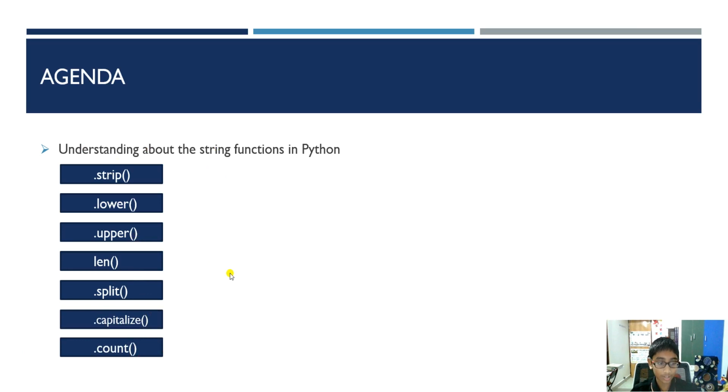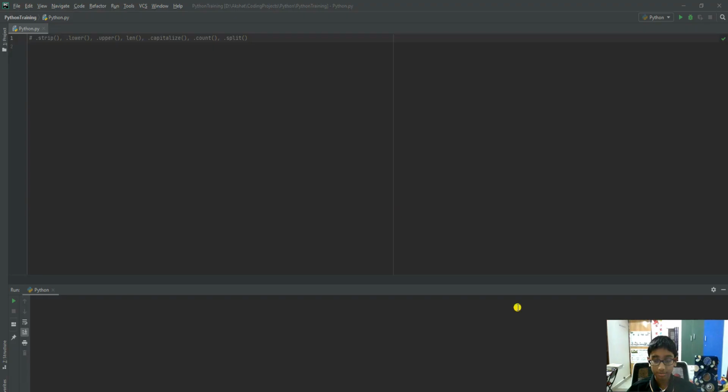So let me just open the project that I've created in PyCharm. Here I've opened that project, and inside of that I have this python.py file, which I already showed you how to create. Now here we have our string functions we'll be learning about. The first one in the list is .strip. So let's learn first about .strip, and then we'll move on to the next ones.